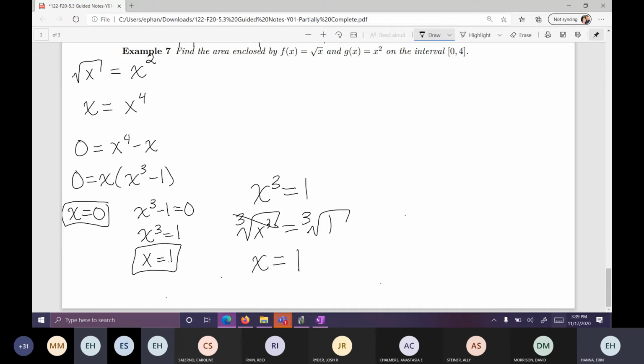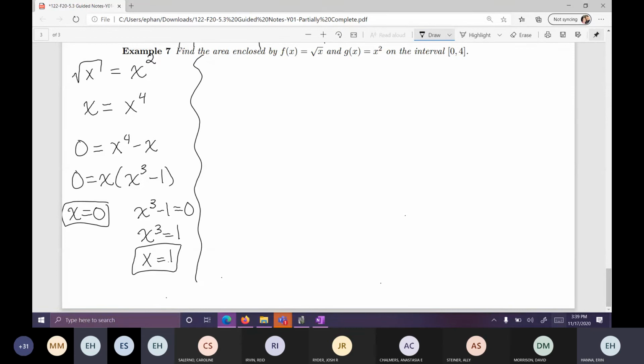So that's why. So yeah, just in case, with odd powers, you don't need a plus minus. When you take a square root, a fourth root, a sixth root, you need the plus minus. But with odd roots, you don't.